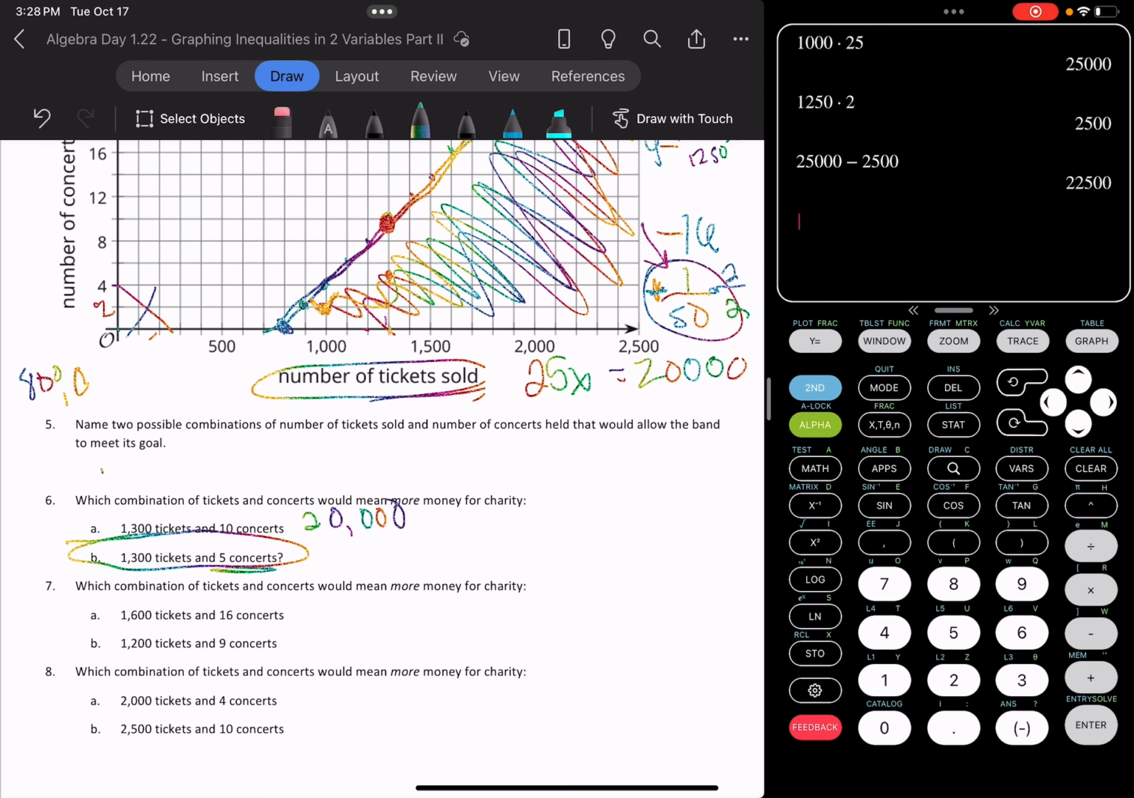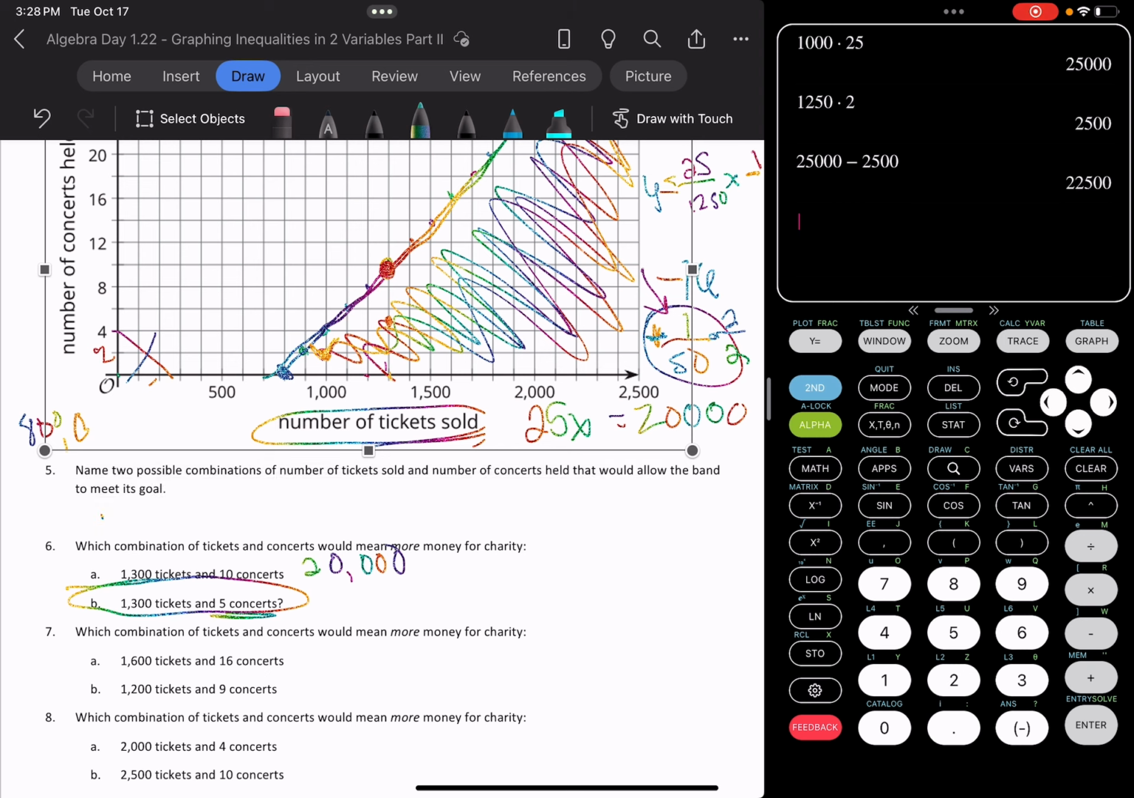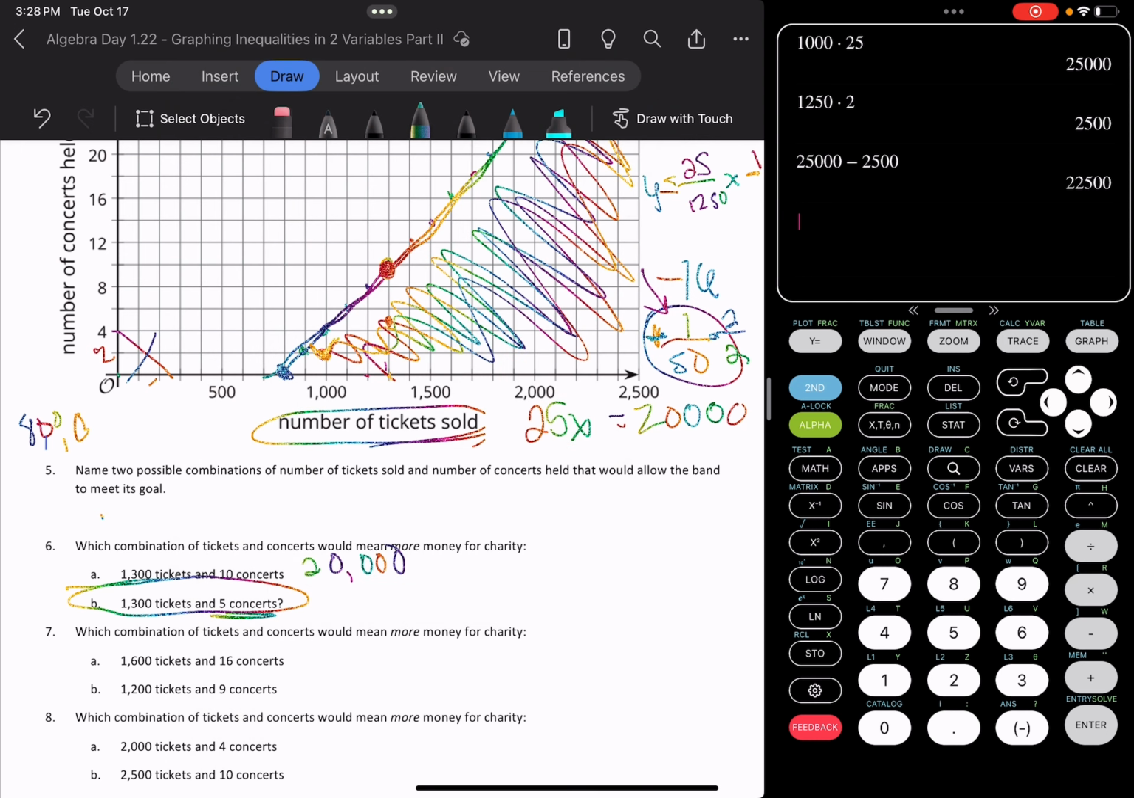For this second question, if we look at this, we're looking at 1,600 tickets and 16 concerts. So that's again on the line, right? 1,600 and 16. So that meets the constraint. And then we have 1,200 tickets and 9 concerts. So 1,200 and 9 concerts would be here just slightly above the line. Now notice that one is outside of the shaded area. It's not in the shaded area, which means that would not meet the constraint and we would not make enough money. And so that means that this one has to be more because we know this one is 20,000. And if this is in the unshaded area, then it's not a solution. It's not greater than 20,000.